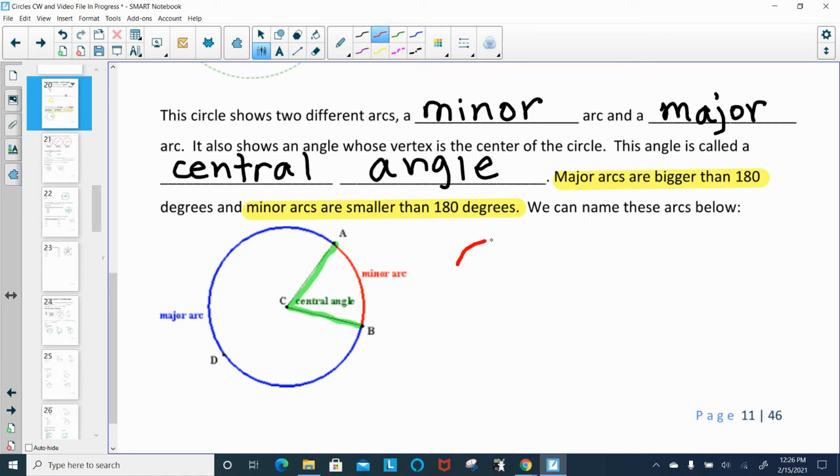So the minor arc we named up above. We're going to name that AB. So I'll write that in red because that goes with the red arc. And then the major arc, we're going to need a third letter. So we name the arc the way that we travel the arc. So if we start at A, we're going around the blue part, we come to point D, and then we come to point B.